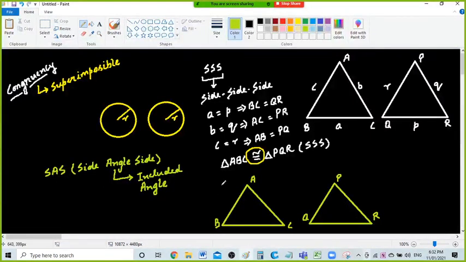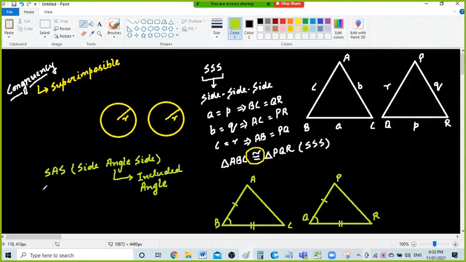Fine. Now this says that if AB equals PQ and BC equals QR, then we have to consider the angle which is in between these two lines only, like this. All right, that means if angle B equals angle Q, then only we can say that triangle ABC is congruent to triangle PQR.